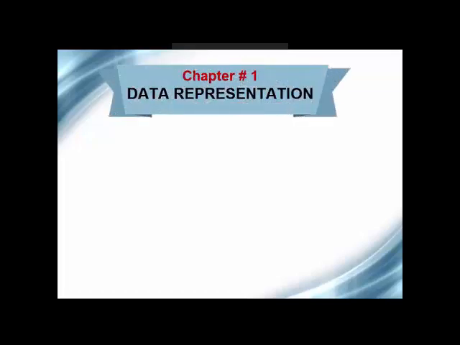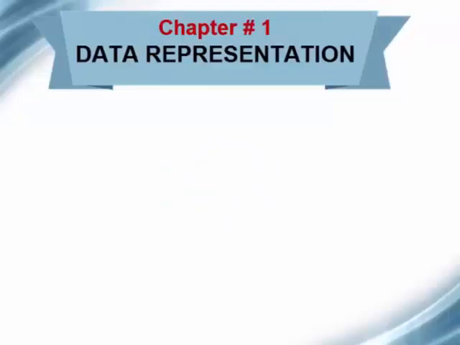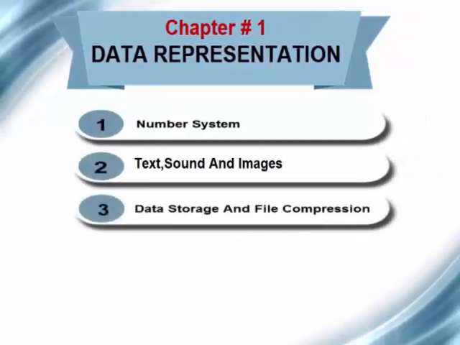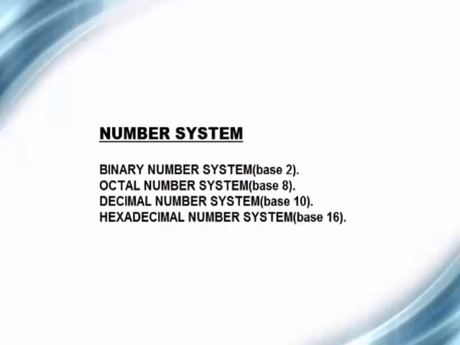Now in this video I will start chapter number 1, which is basically data representation. According to this chapter we will discuss 3 topics: number system, text, sound and images, and data storage and file compression. I'm going to start with the first topic, which is the number system, under which we will cover the binary number system, which has base 2, the octal number system, which has base 8, the decimal number system, which has base 10, and finally the hexadecimal number system, which has base 16.